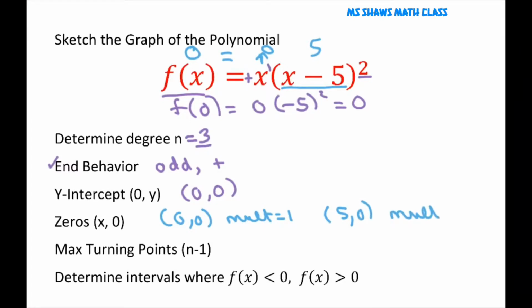That means when we graph this, for this x-intercept, we can cross the x-axis. For this one, it's only going to touch and go back down or up. Our maximum number of turning points is n minus 1, which is 3 minus 1. That equals 2. And also after we graph, we're going to determine where our y is positive and where our y is negative.